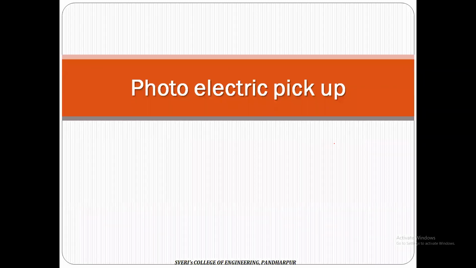And now with this discussion, today we are going to stop here. So only one type of thermistor remains. We call it a photoelectric pickup, and definitely we will try to discuss this last type of thermistor in the next session.